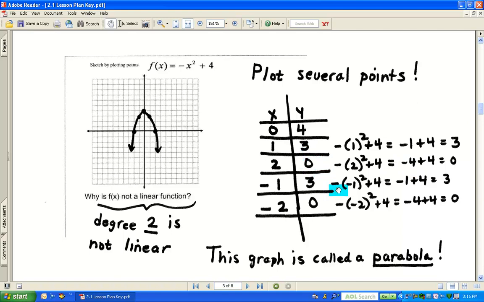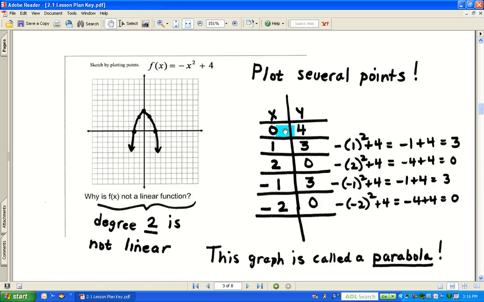Come down here with me. When I put in a -1, we have the opposite of -1 quantity squared. Notice my input goes in parens, and then of course the plus 4. Okay, check this out. -1 quantity squared is 1, but then the minus in front makes it -1. -1 plus 4 is 3. And the same deal down here. The opposite of a -2 quantity squared plus 4. -2 quantity squared is 4, but the minus in front makes it -4. -4 plus 4 is 0.